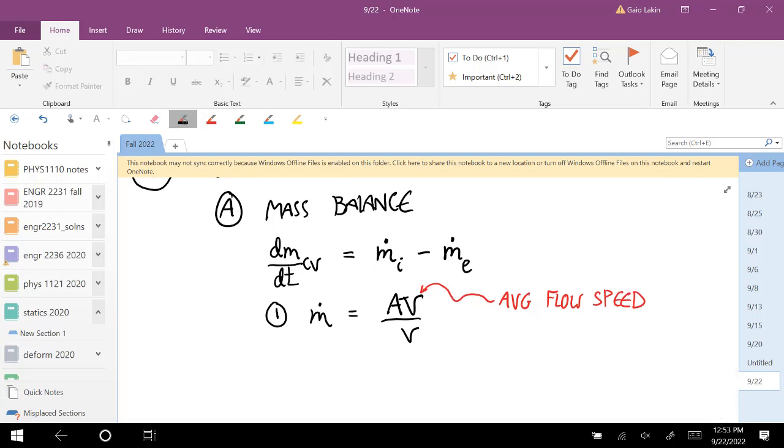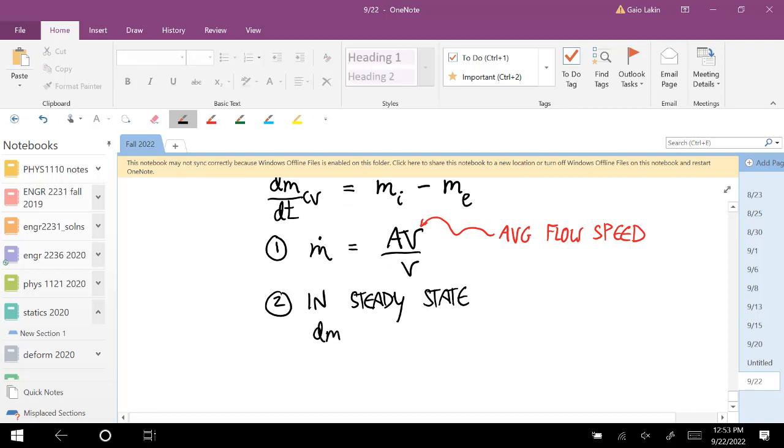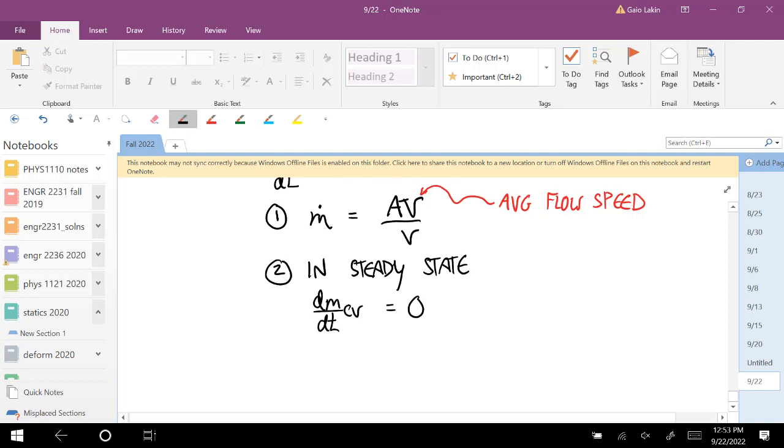The second thing that's useful is if you're in steady state, the dm dt of the control volume is 0. And so this equation simplifies to just m dot coming in at the inlet is equal to m dot at the exit.